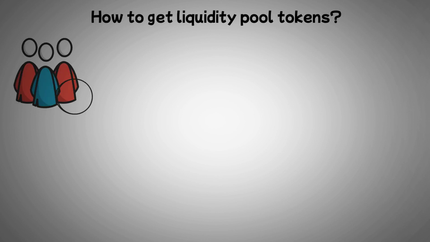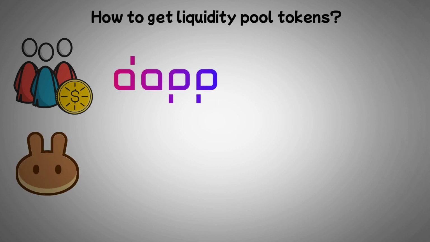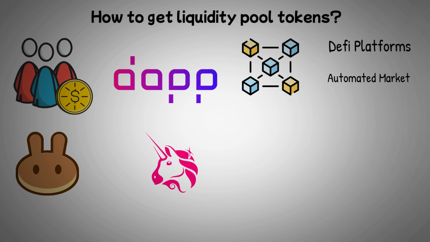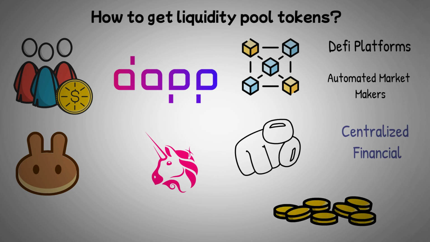How can you get liquidity pool tokens? Only liquidity providers receive LP tokens. To obtain them, you must use a DeFi dApp that provides liquidity, such as PancakeSwap or Uniswap. Many blockchains, DeFi platforms, automated market makers or AMMs, and decentralized exchanges use the LP token system. However, if you use liquidity pool services on an exchange in a centralized financial or CeFi setting, you are unlikely to receive LP tokens.